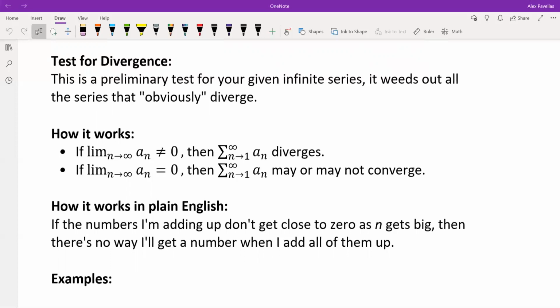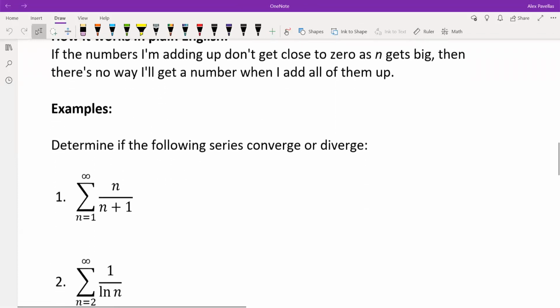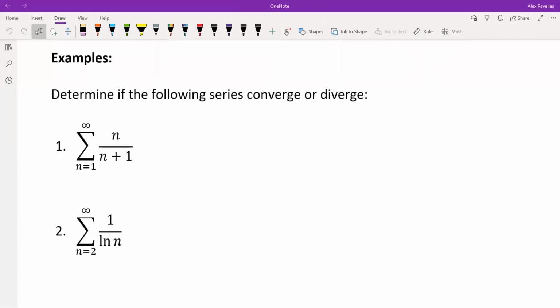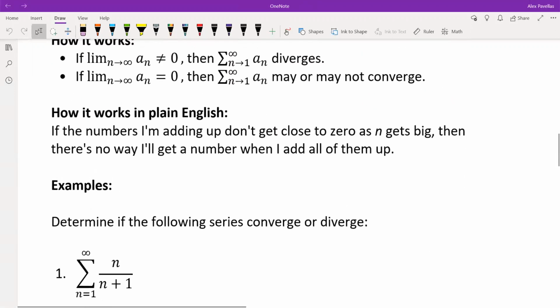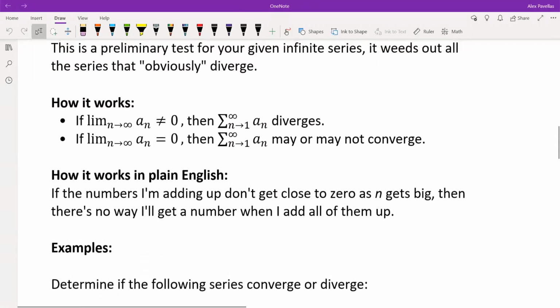Okay, so I'm not going to prove this. If you would like to see a proof of this, you can ask me in my Zoom drop-in hours. All right, so here are some examples using this. Determine if the following series converge or diverge. Now, of course, if we're using this test for divergence here, we don't have a way to show that it converges. The possible answers to this question are it diverges or it may or may not converge. So we can't get a yes answer out of this.